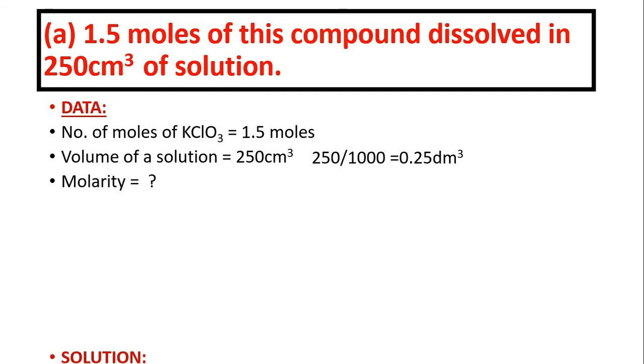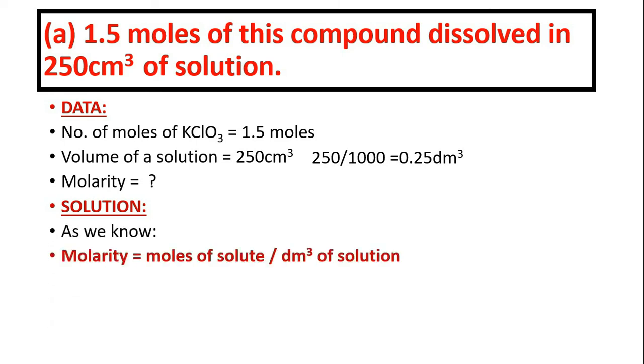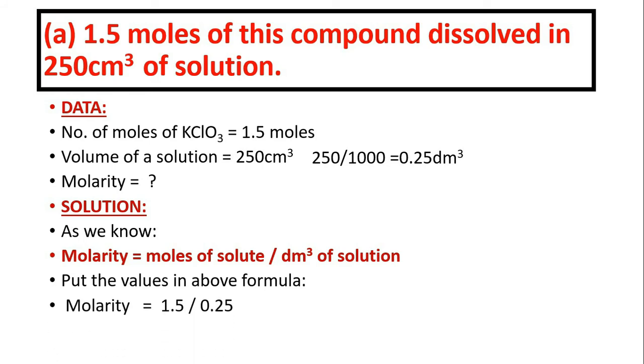And we have to find the molarity. So our solution would be, as we know, molarity is equal to moles of solute divided by dm³ of solution. Put the values in the above formula and get the molarity. We get the molarity 6 M.